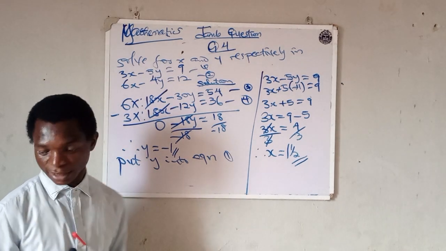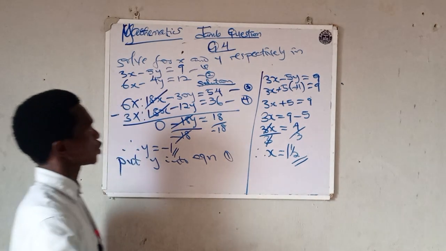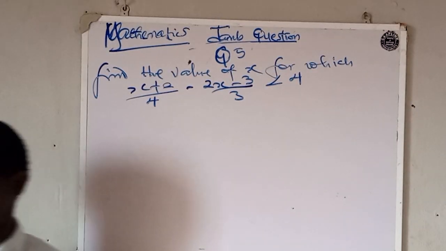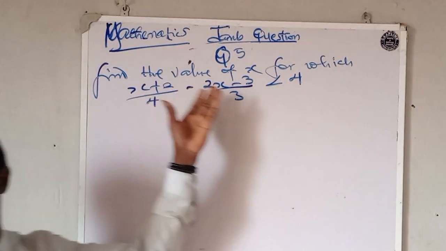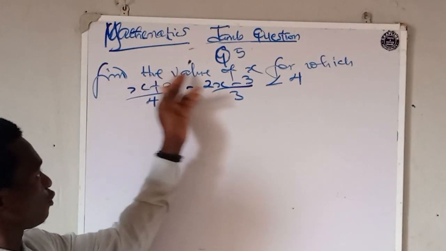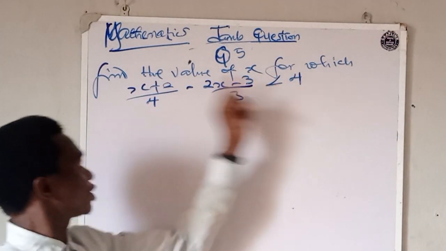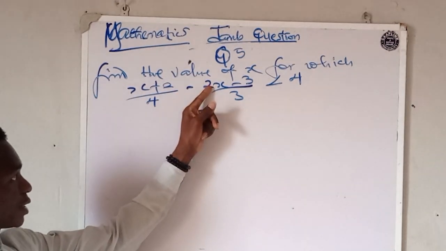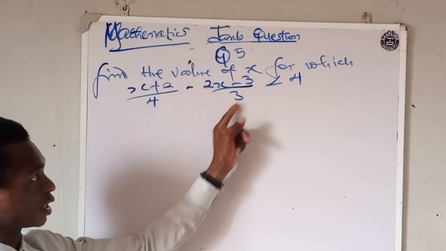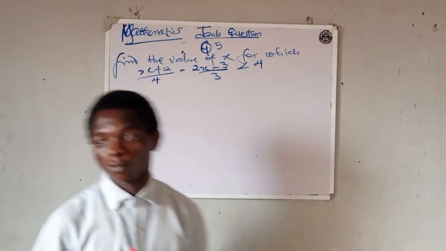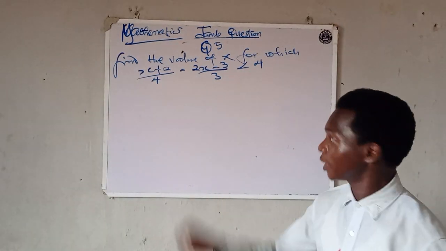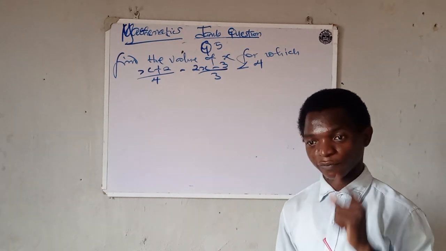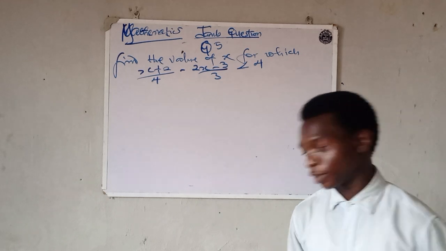Let's take the last question, which is question 5. Okay, that is the last case, question 5. Find the value of x for which (x plus 2) over 4 minus (2x minus 3) over 3 is less than 4. What value of x satisfies this linear inequality that involves one variable? Solution.